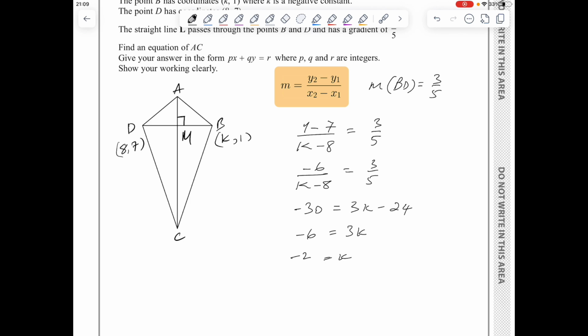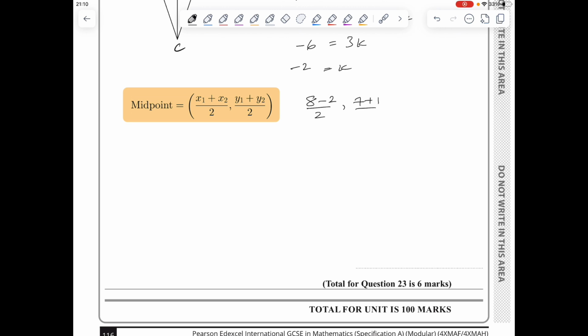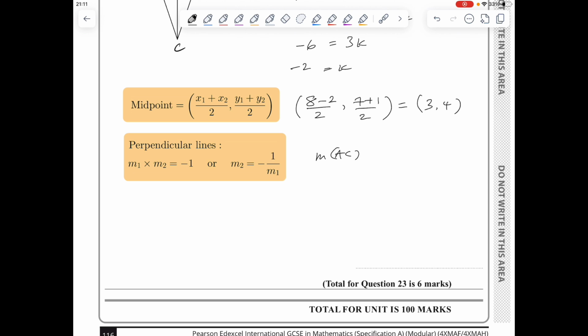Next, I will find point M, which I labeled as the midpoint of BD. The formula for the midpoint is the following. So I get 8 minus 2 over 2, comma 7 plus 1 over 2. You simplify, you'll get 3, 4. And finally, because for a kite the diagonals are perpendicular, AC is perpendicular to BD, and I'm going to use the following result. So the gradient of AC is equal to minus 5 over 3.